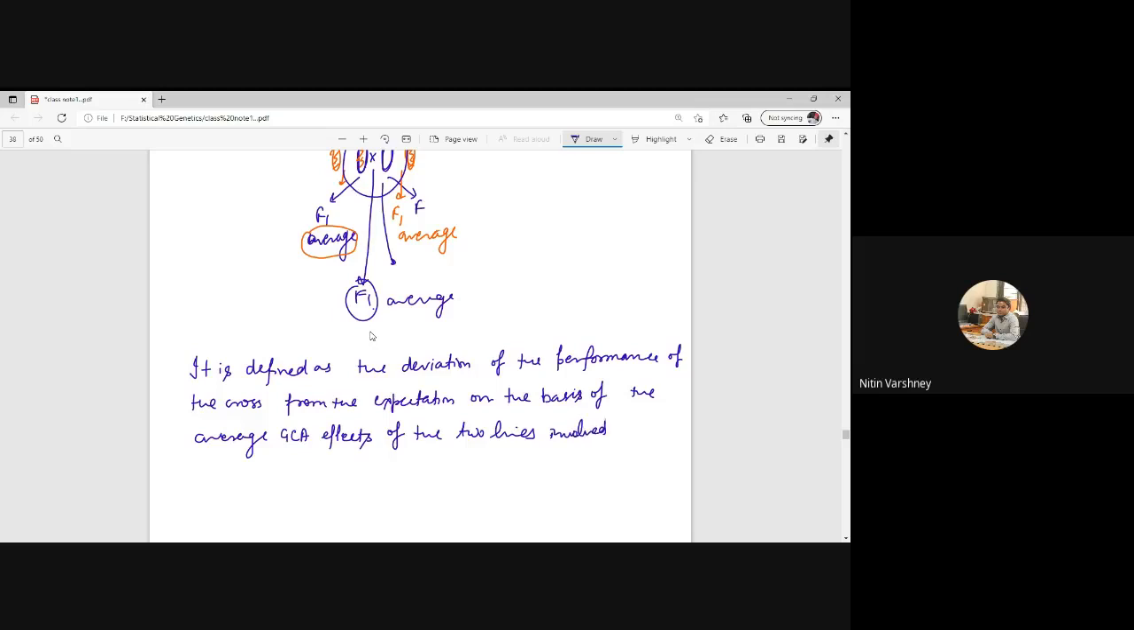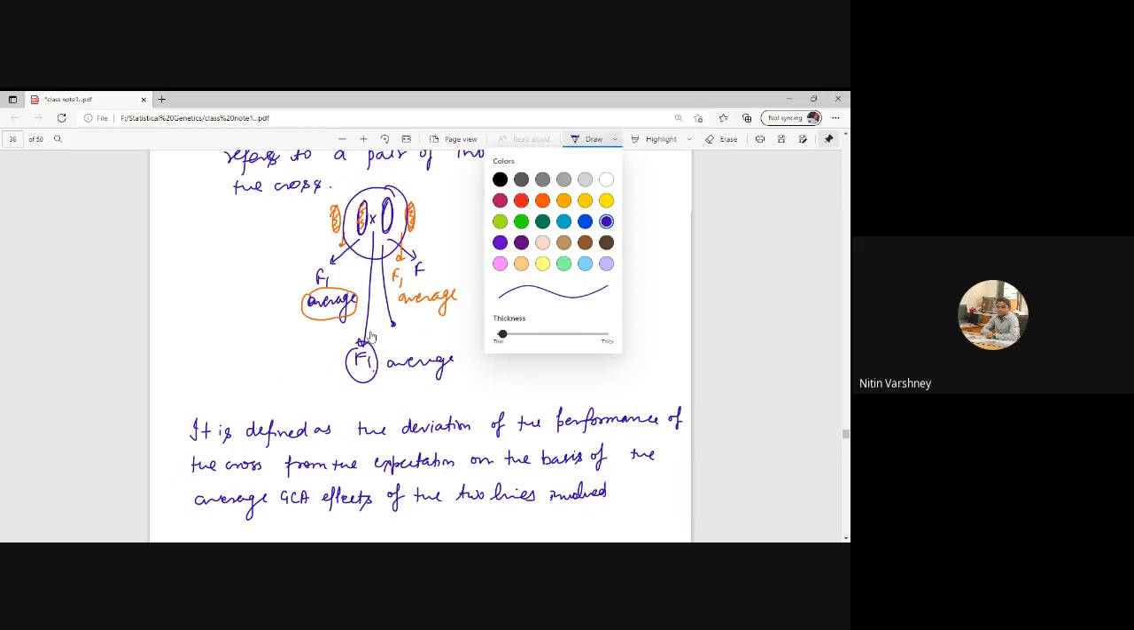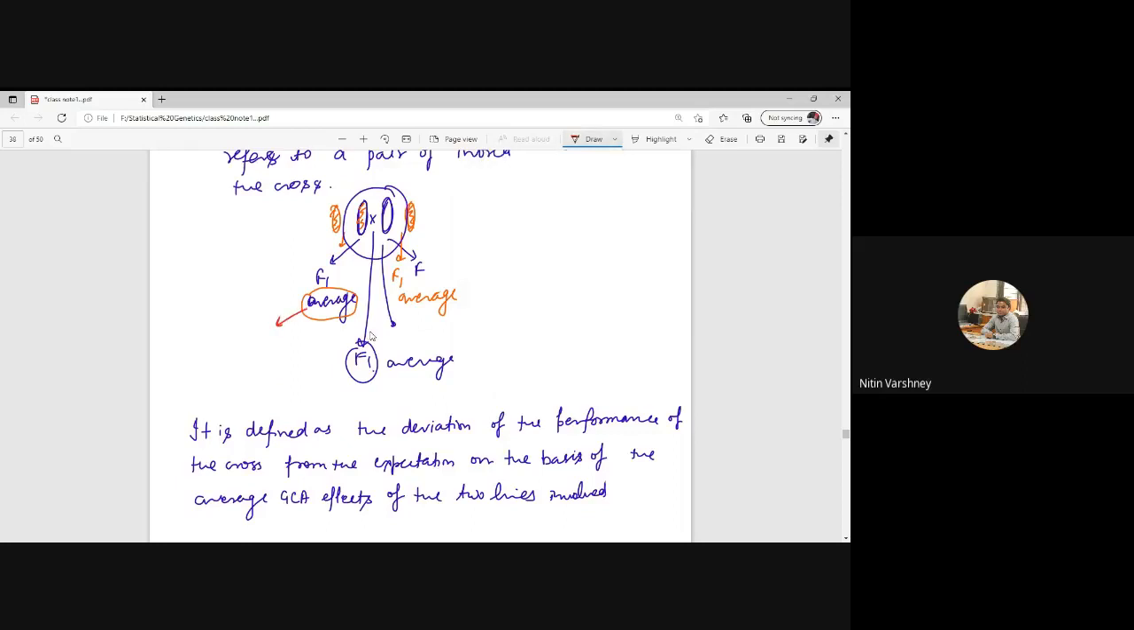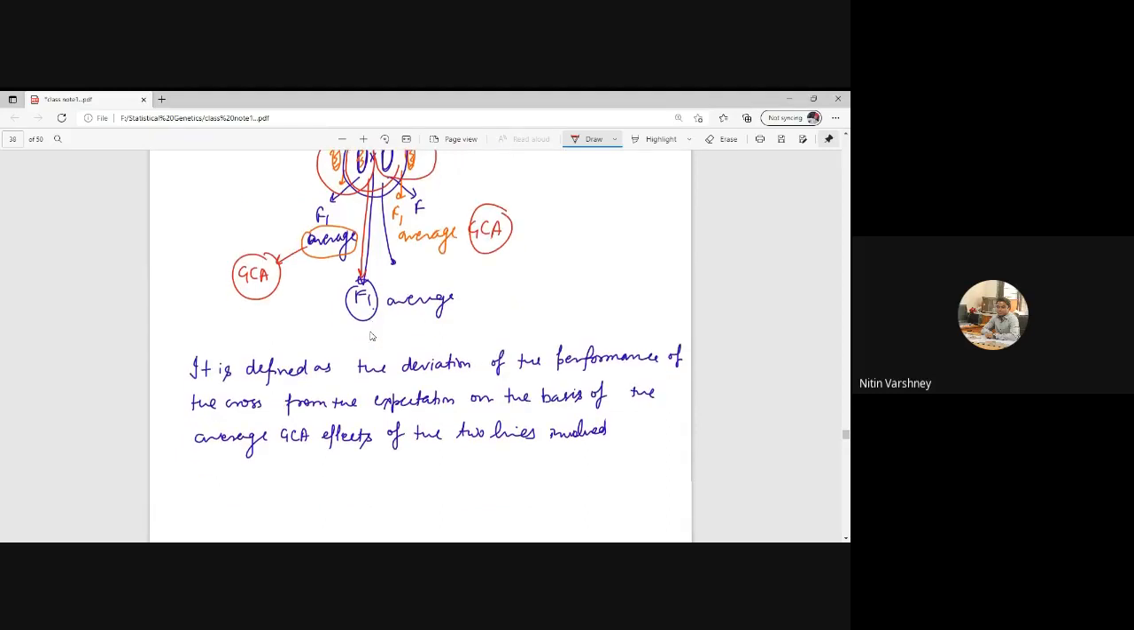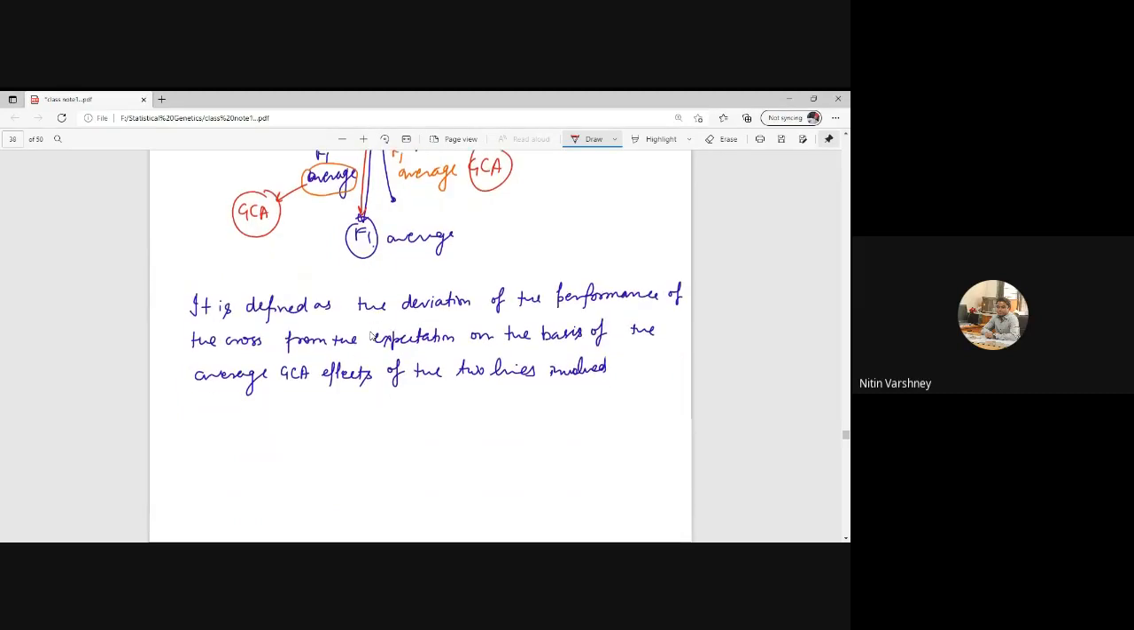Okay, so here if I individually calculate the average effect, this will be the general combining ability of this inbred line and this will be the general combining ability of this inbred line, cross of this inbred line. But whenever we take this cross, there will be deviation in the performance. So this deviation in the performance of the cross from the expected value on the basis of the average GCA effect of the two lines involved is known as specific combining ability.